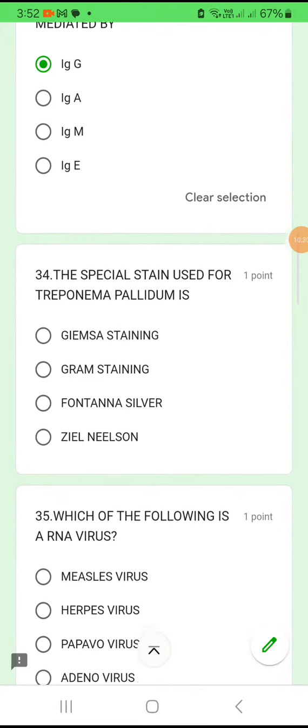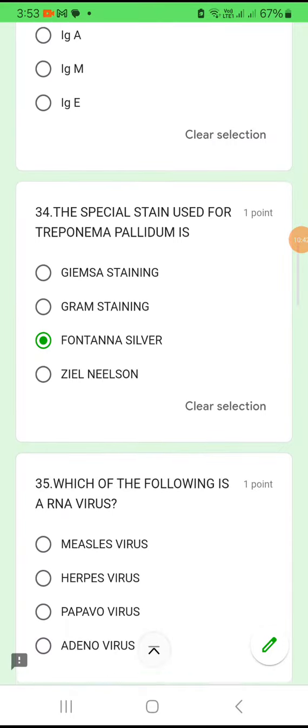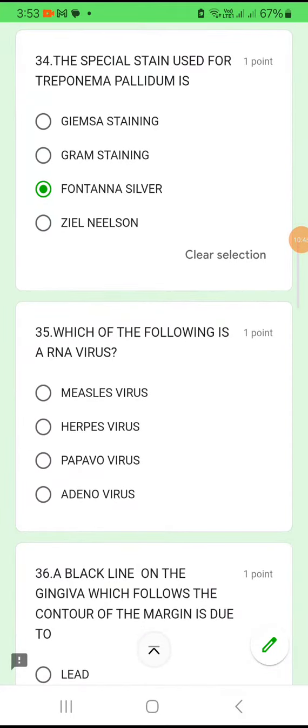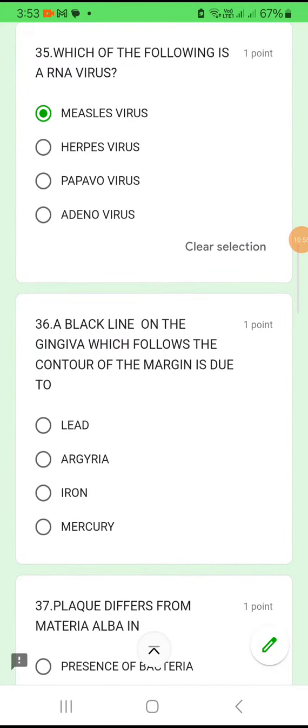Okay, option A. The special stain used for treponema pallidum: Giemsa staining or Gram staining or Masson Fontana Silver method or Ziehl-Neelsen method. Okay, special stain for treponema pallidum is option C, Masson Fontana Silver method. Question number 35. Which of the following is a RNA virus? Herpes is a DNA virus, Papova is a DNA virus, Adeno is a DNA virus, Measles is a RNA virus. Option A.